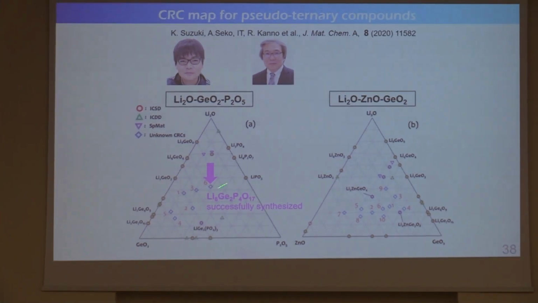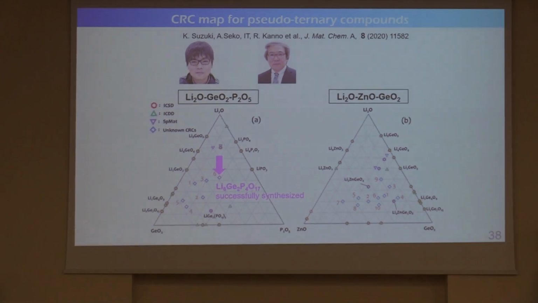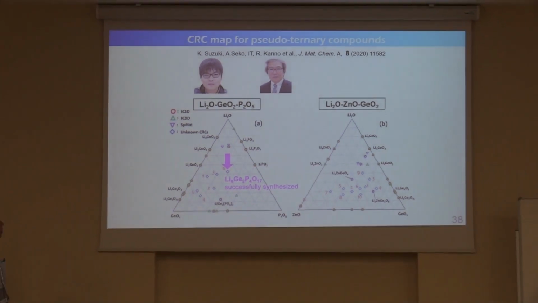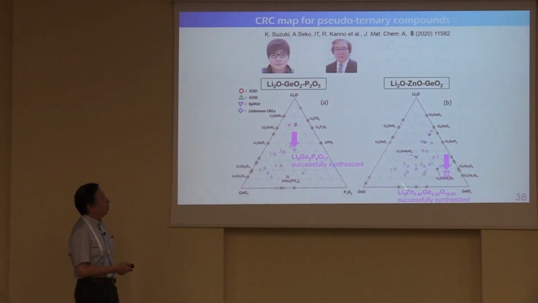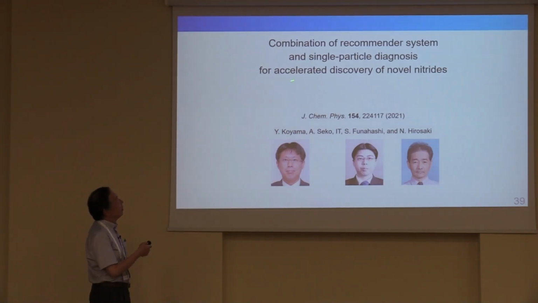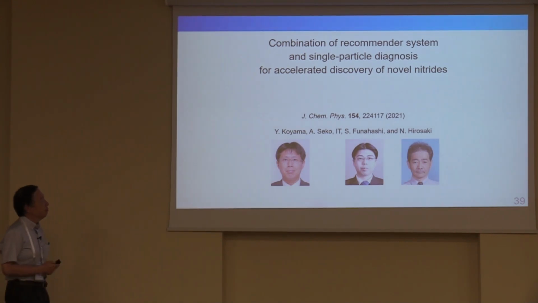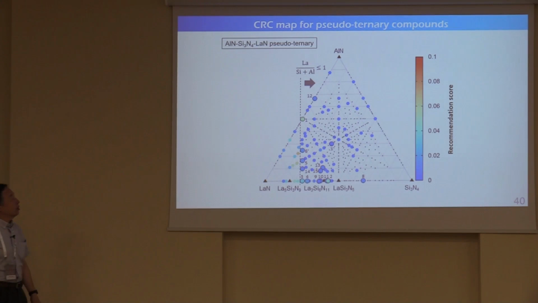And after finding this compound, they are trying to modify it by doping of different kinds of material, which they are very good at doing, that type of modification. And also in this pseudo-ternary, they found some different compositions. So in that way, our recommendation really motivated experimenters to do pinpoint synthesis, similar to the pinpoint advertisement by e-commerce. The other one is the discovery of novel nitrides. This is aluminum nitride, lanthanum nitride, silicon nitride, pseudo-ternary, and we proposed some compositions.